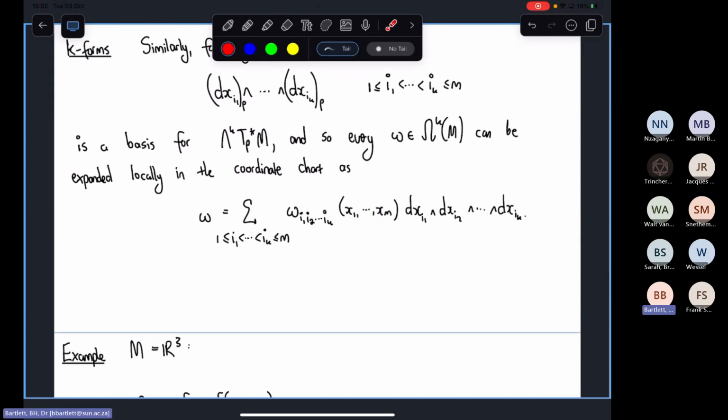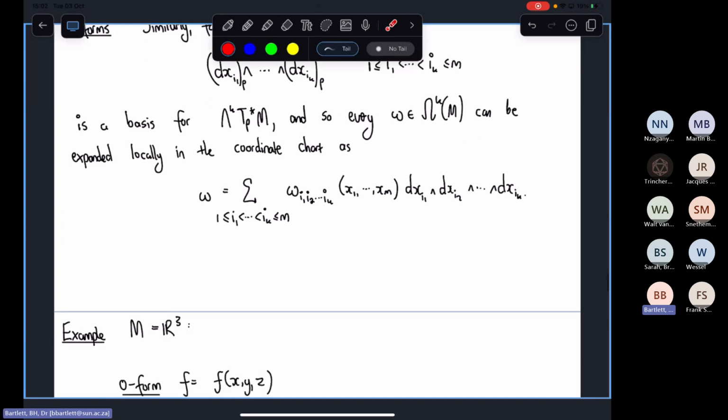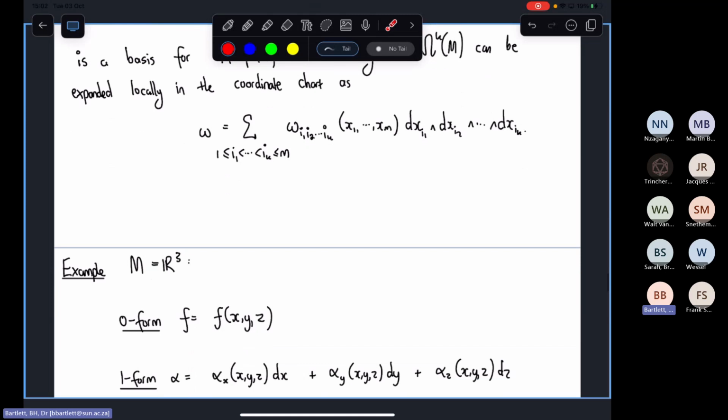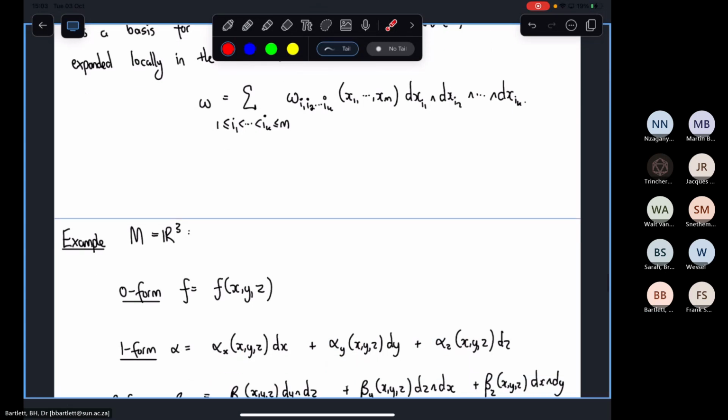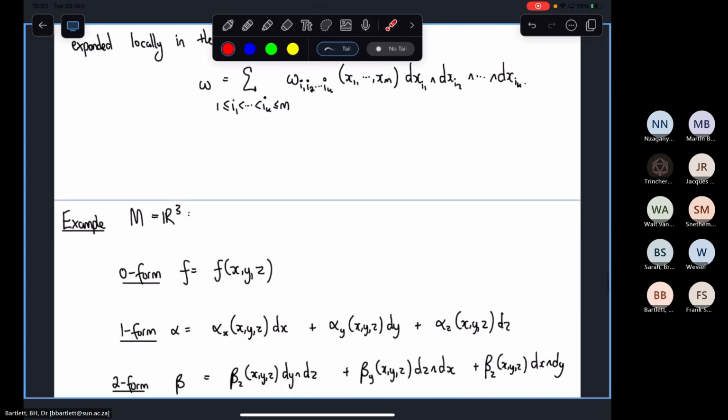So we want to do this example of R3, differential forms on R3. The zero form on R3 is just an ordinary function of three variables. A one form is going to be something times dx plus something times dy plus something times dz, and I've just called those somethings alpha x, alpha y, alpha z. A two form is going to be something times dy wedge dz plus something times dz wedge dx plus something times dx wedge dy. Those are the three basis vectors for the second exterior power of the tangent space of our 3D space, right?